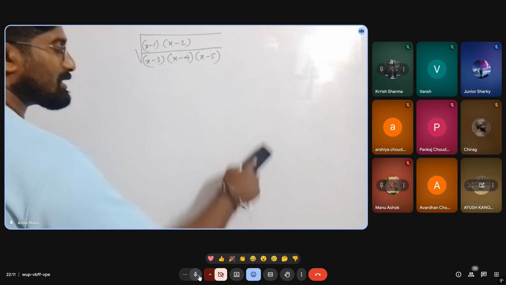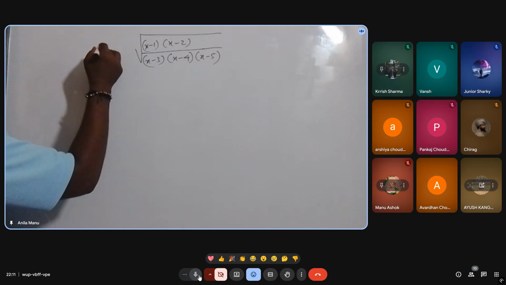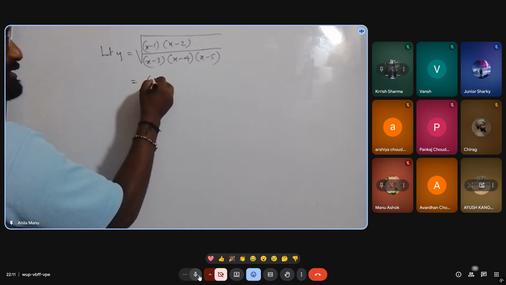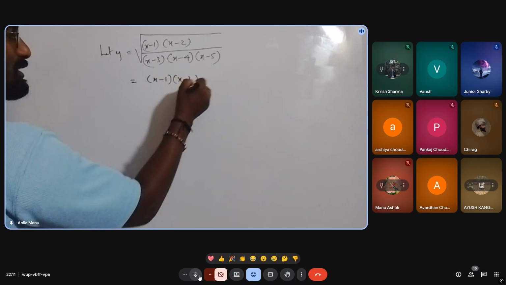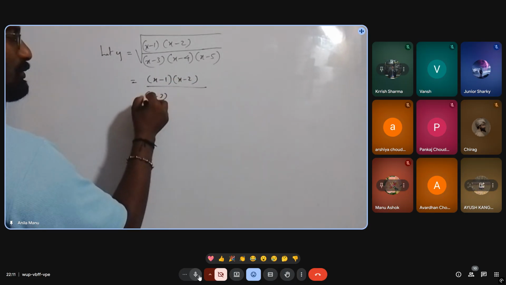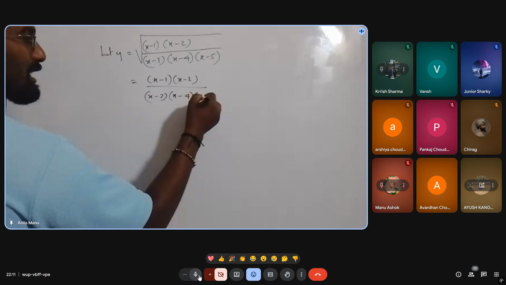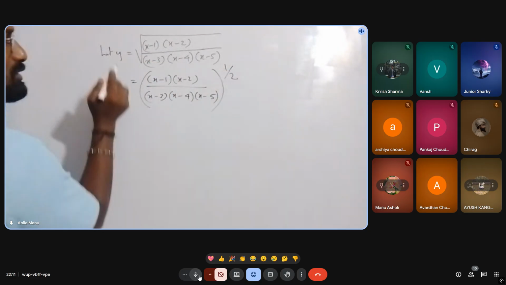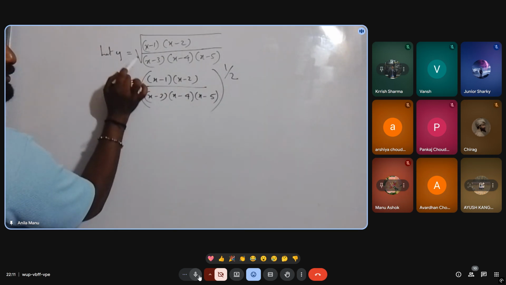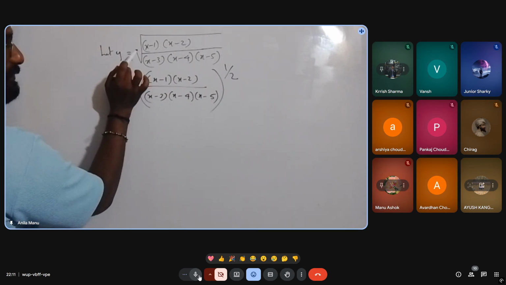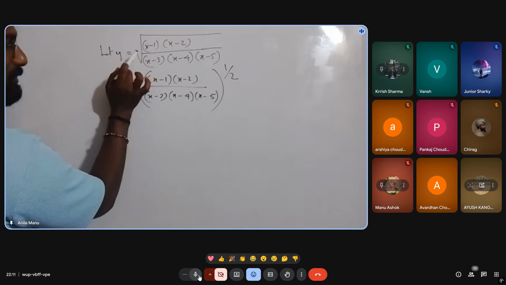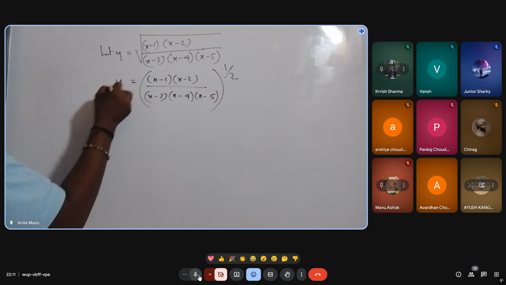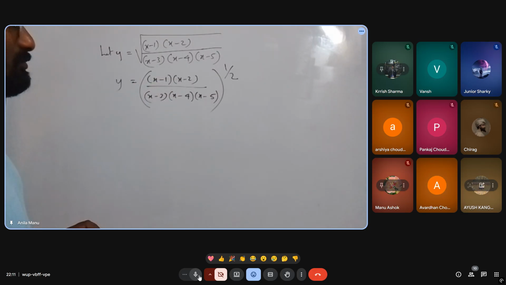So first you can write it as, let y is equal to the given function, and that can be expressed as x minus 1 into x minus 2 by x minus 3 into x minus 4 into x minus 5, the whole raised to 1 by 2, square root. You check the number here, okay? If it is square root, 2nd root, then nothing will be there. For others, 3 or 4 or 5, you can see a number here. So check that always. Now it is in exponential form, clear, right?